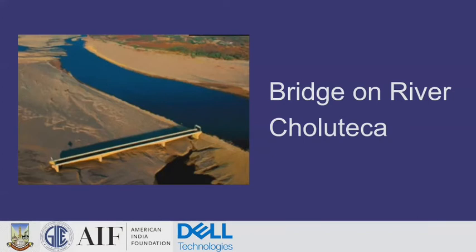However, the flooding forced the river Choluteca to change course. It created a new channel, and the river now flows beside the bridge. So while the bridge was strong enough to survive the hurricane, it became a bridge over nothing, a bridge to nowhere. The lesson from the Choluteca bridge is more relevant to us today than ever before.